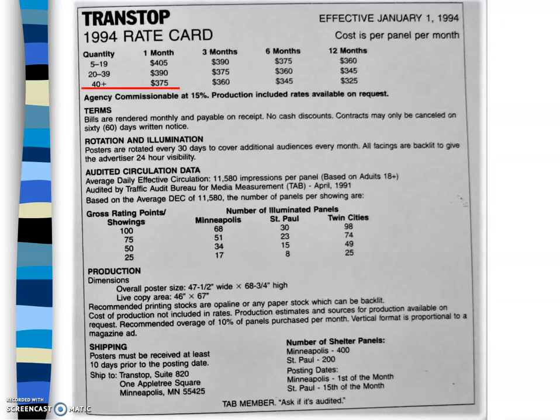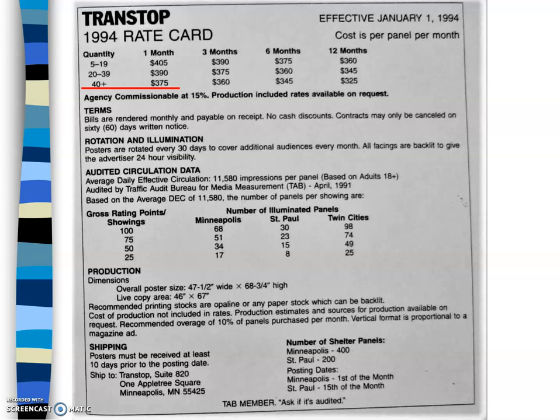So here we have a rate card from 1994, actually. It's kind of old, but this is for outdoor ads in the Minneapolis-St. Paul region, what they call the Twin Cities region. The city of Minneapolis, the city of St. Paul, and this is in Minnesota in America. If you look at the top left, where it's got the red underline, it shows that if you do the number of facings, so you can get from 5 to 19, 20 to 39, or 40 plus facings, then the cost goes down for 1 month.